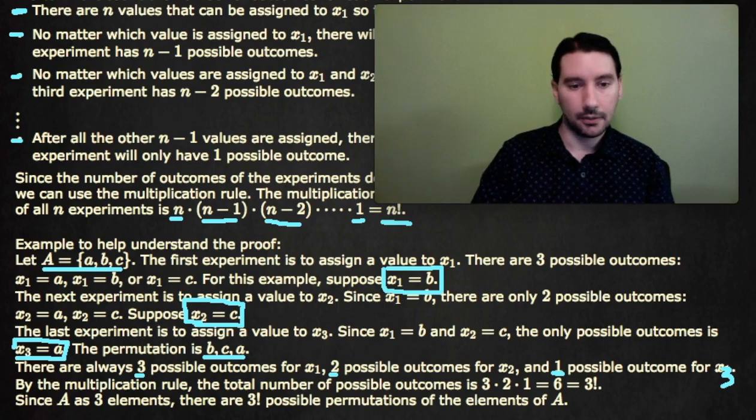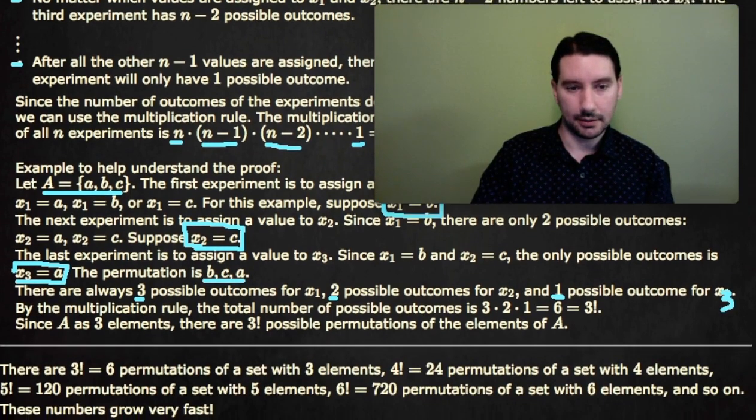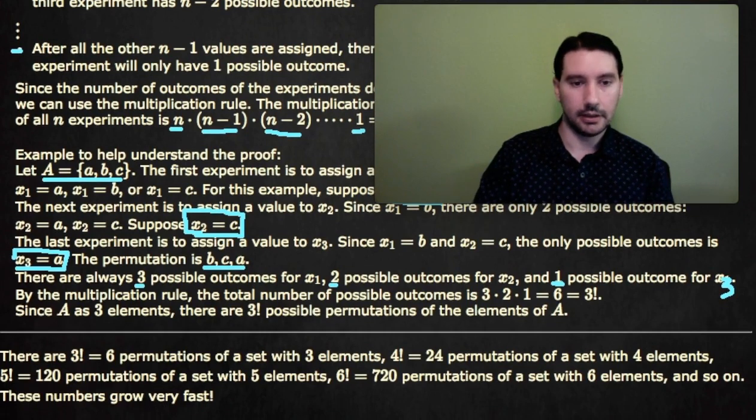We should point out that these numbers grow very fast. So there are 3 factorial, or 6 permutations of a set with 3 elements. For 4 elements, there's 24 permutations. And then if we go to 5, there's already 120, and then for 6, there's 720. So going from 3 elements, we have 6 permutations, to 6 elements, we now have 720 permutations. As you can see, this is growing really fast.